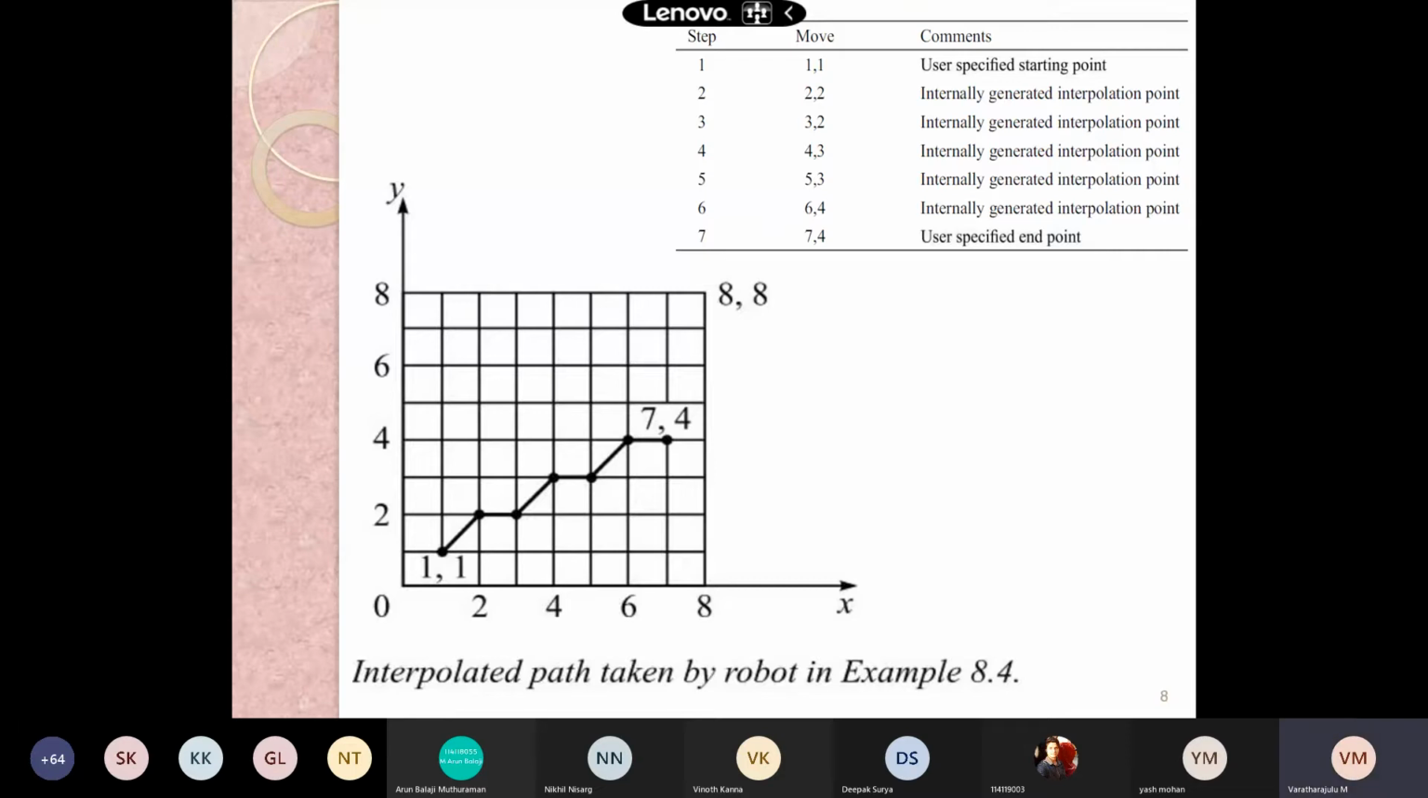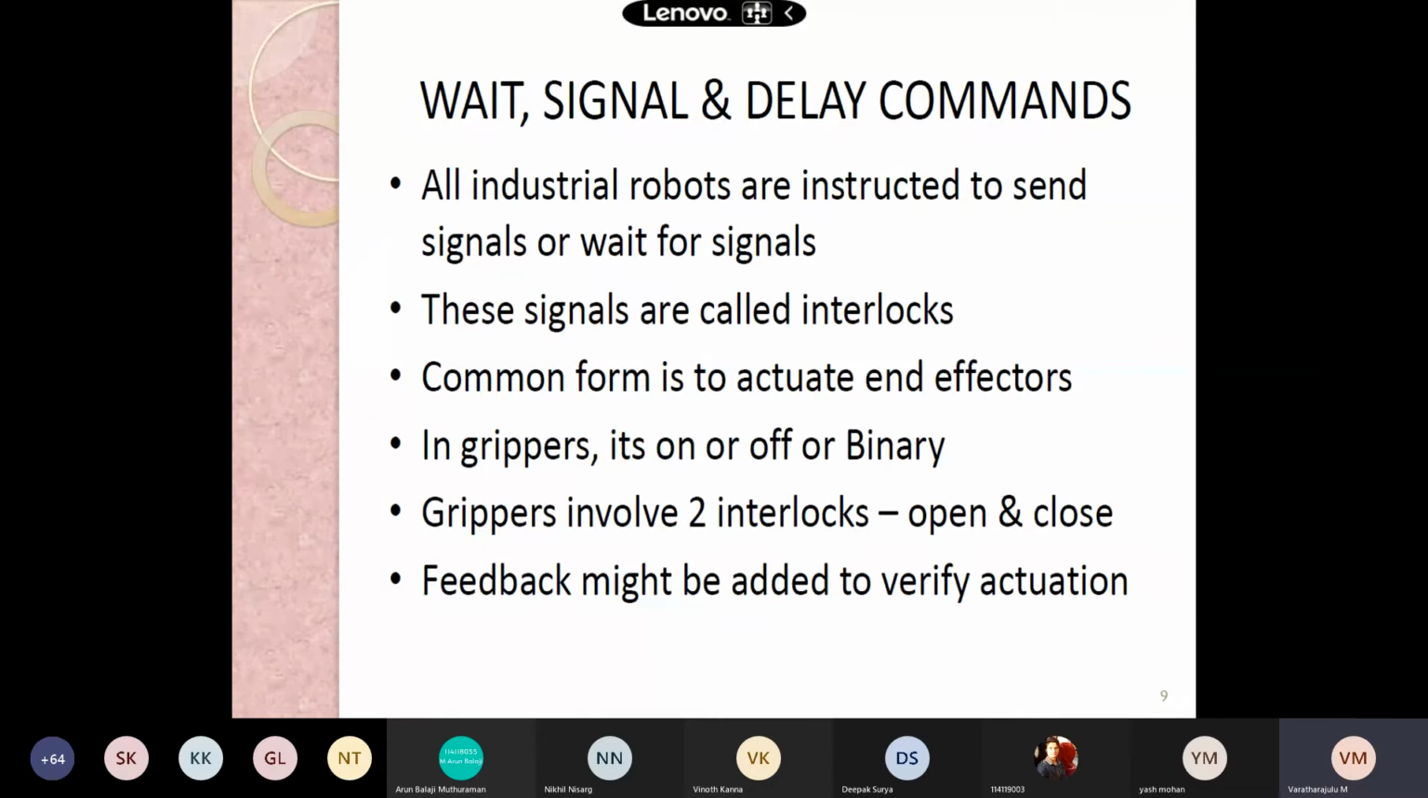Wait: all industrial robots are instructed to send signals or wait for signals. Either it has to give some commands or it has to wait for some time, and these signals are called interlocks. A common form is to actuate the end effector, in order to give a motion to the end effectors.